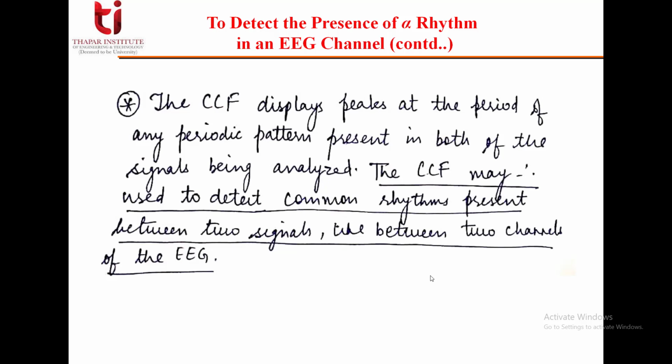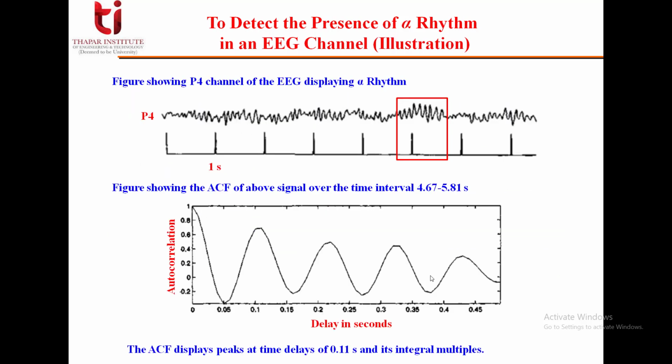We should remember that when we are talking about one signal and we have to check for some particular wave, then we go for the autocorrelation function. And if I want to compare two different signals for the same thing, then I can go for the cross correlation function. Now let's see the application of these.